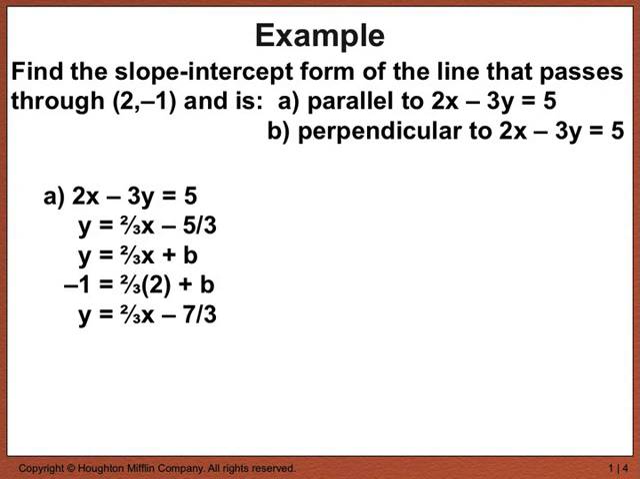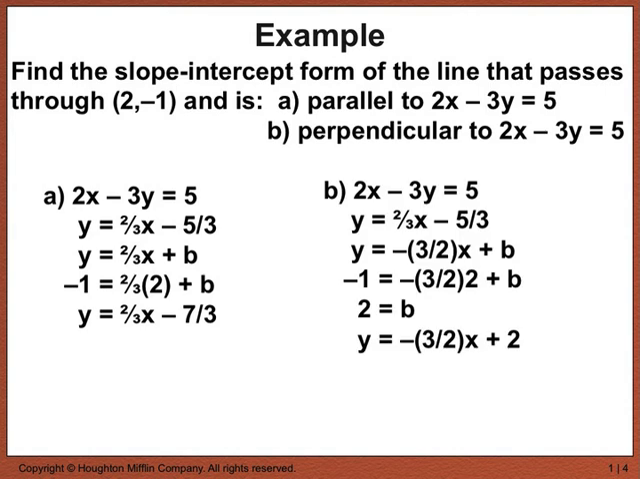That is a line in slope-intercept form that is parallel to the line 2x minus 3y equals 5. The solution now for part B. Again, it's the same line 2x minus 3y equals 5, and I do the same first step, converting that general form line into a slope-intercept form line.